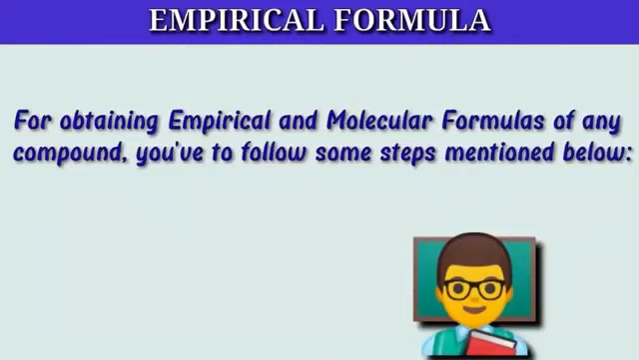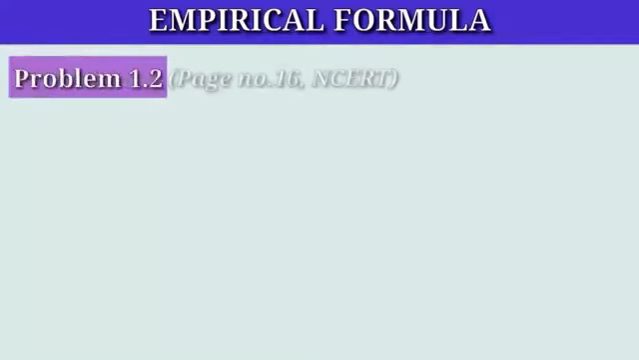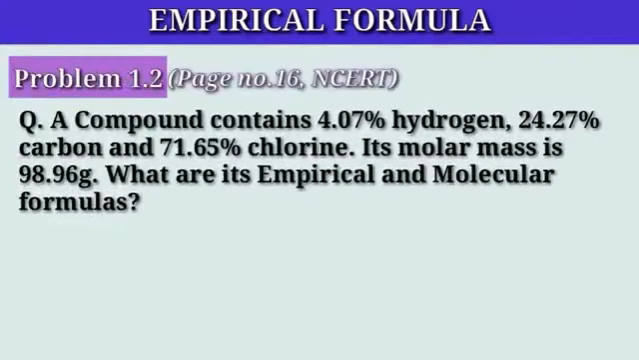For example, if you look at a problem, a compound contains 4.07% hydrogen, 24.27% carbon, and 71.65% chlorine. Its molar mass is 98.96 grams. What are the empirical formula and molecular formula of this compound? So we shall start by listing the elements that are present, and then we are going to divide these percentages that I've underlined here. We shall divide them with their atomic masses.